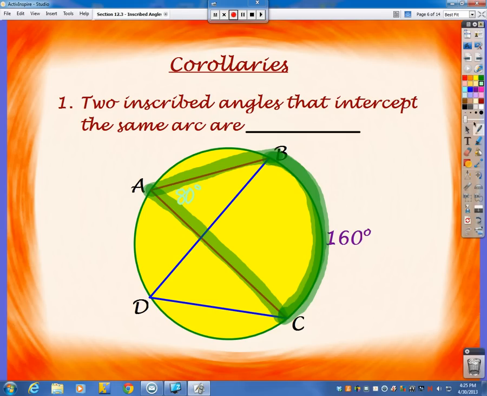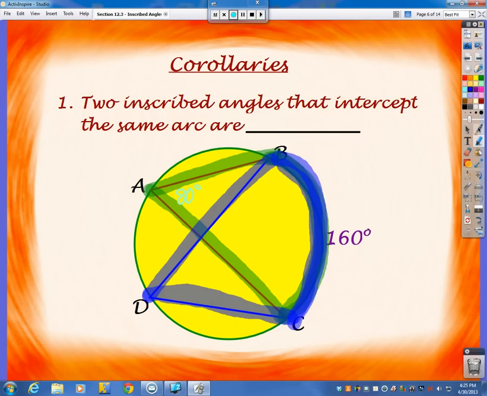It's half of that. Well, we could also look at angle D, and D also goes to B and also goes to C, and everywhere in between is its arc, which is also the 160. So half of that, and that angle is also 80. So what's true about inscribed angles that use the same arc? They are, in fact, if you haven't figured this out quite yet, they are congruent. So it doesn't necessarily have to be 2 inscribed angles. It could be any inscribed angles that intercept the same arc, that use the same arc, are congruent.